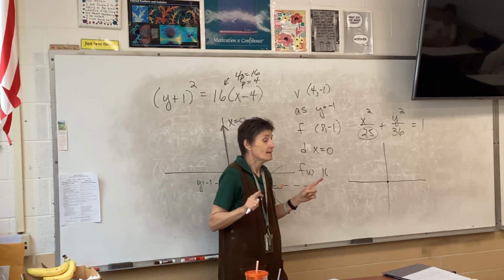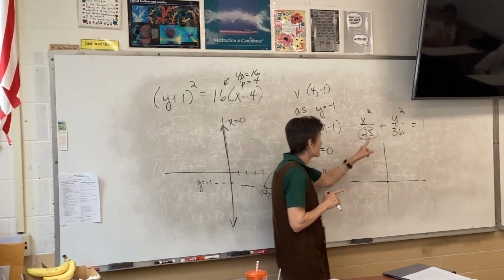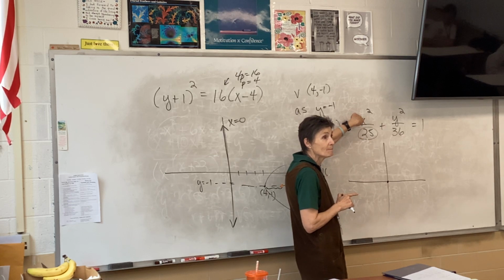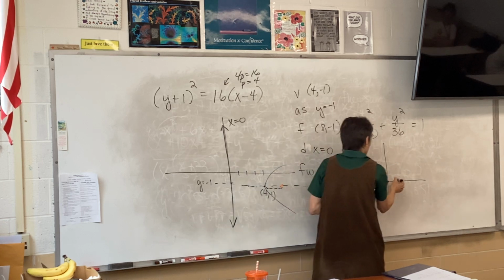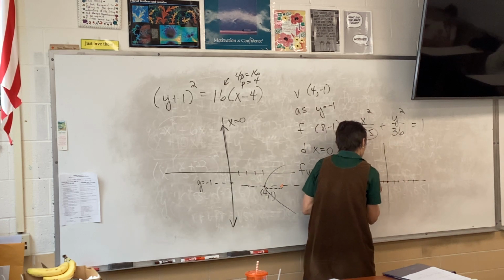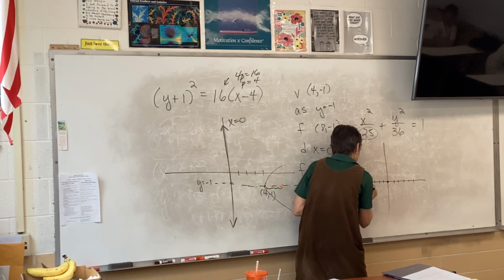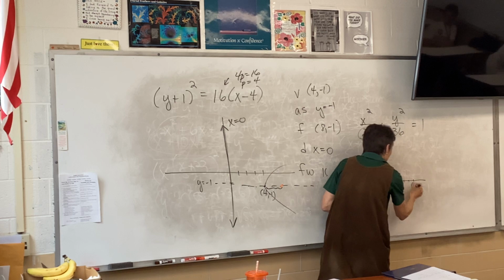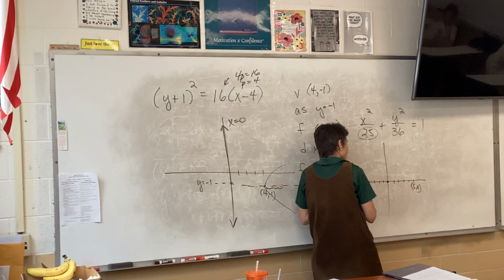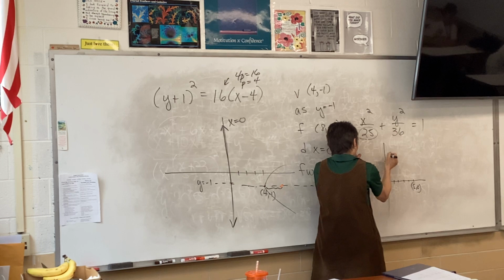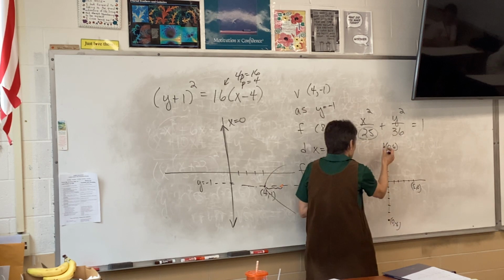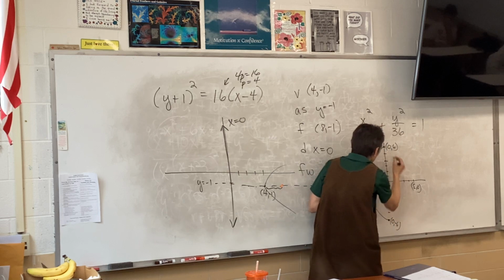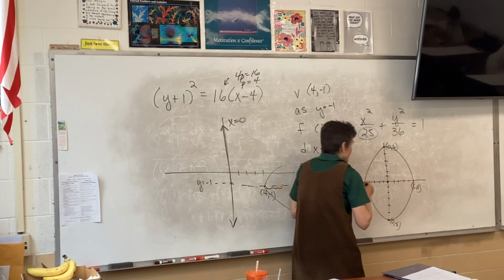Left and right. Now, how do I know I'm going left and right? Because the 25 is under the x, and x is this way. So, 1, 2, 3, 4, 5, 1, 2, 3, 4, 5. Negative 5, 0, 5, 0. And then what does that 36 tell me? 1, 2, 3, 4, 5, 6. 1, 2, 3, 4, 5, 6. These 4 points are called the vertices.